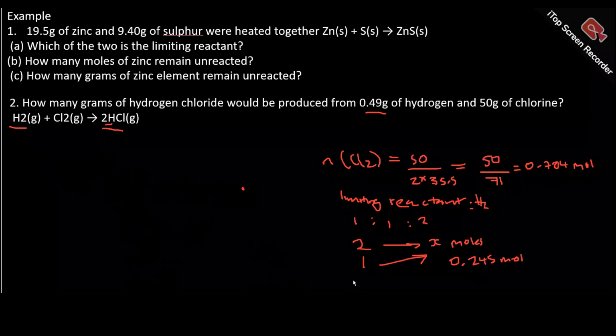So cross multiply. You're going to have X into 2 times 0.245. 2 times 0.245. Punch this on your calculator and see what we're getting. So you should get 0.49. Now this is the number of moles. But then you can even use it to find the mass.